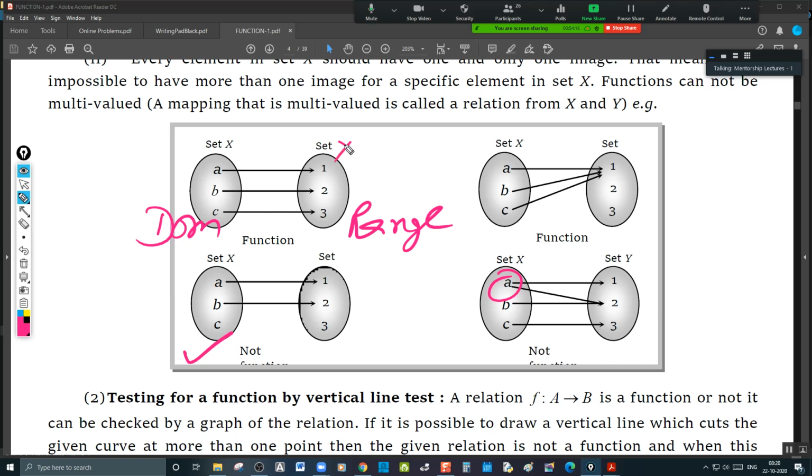One and only one image in the set y, then it is said to be a function. That is the function definition. If you want to verify whether the given relation is a function or not, you have to do it like this.